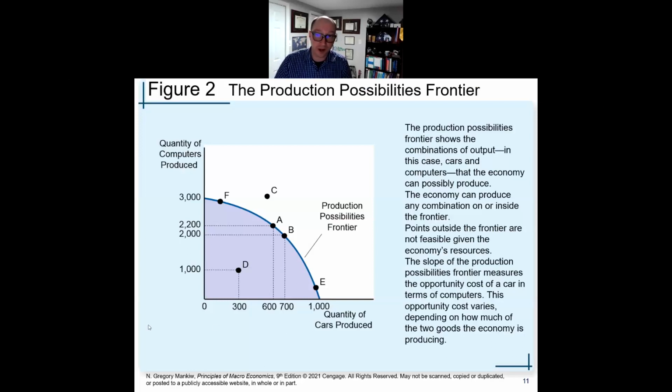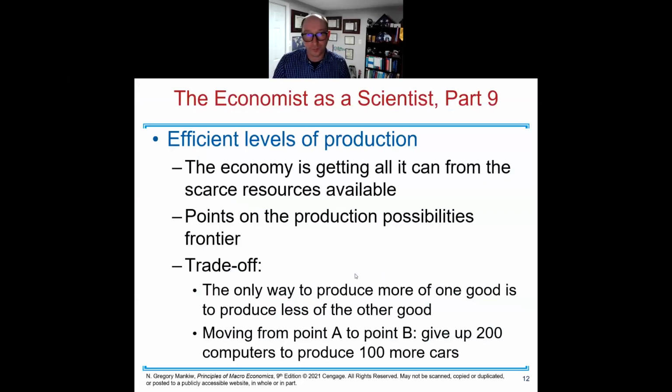That's what we call the production possibilities frontier. The idea is that we're maximizing our output. We call that being efficient when you maximize your output. The economy is getting all it can from the scarce resources available. That's being efficient. Remember, the scarce resources, that is people, labor, and it's also the income, right? And the natural resources. Those are scarce.